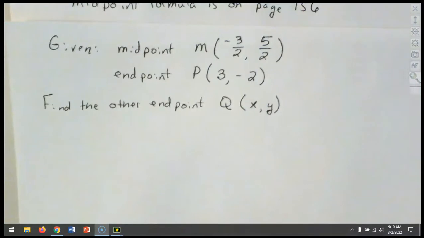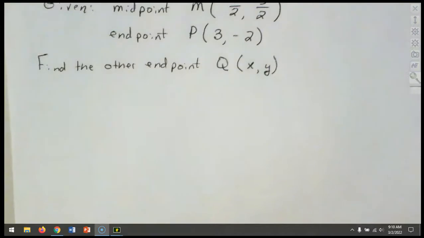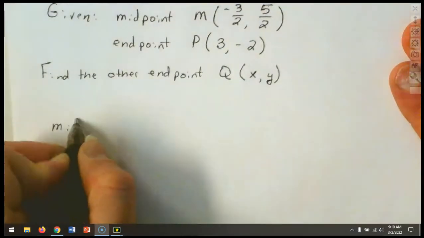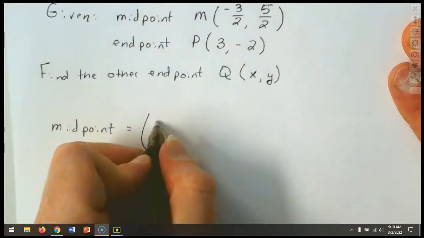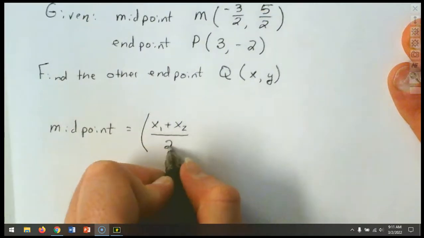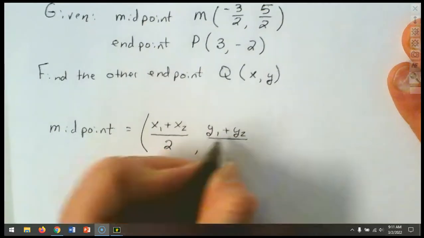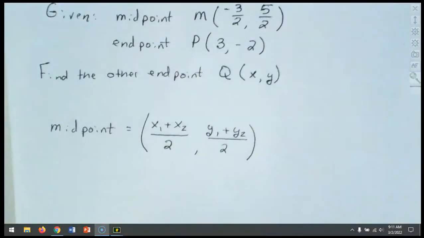Y here for that. So first thing, we need to decide what formula we're going to be using. What are we working with? Midpoint. So we're going to write up our midpoint formula. And midpoint formula is x1 plus x2 over 2, and y1 plus y2 over 2.